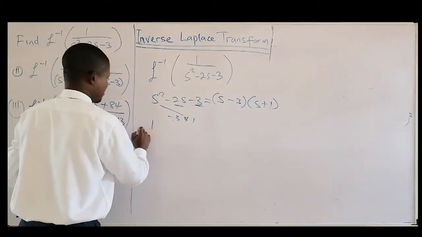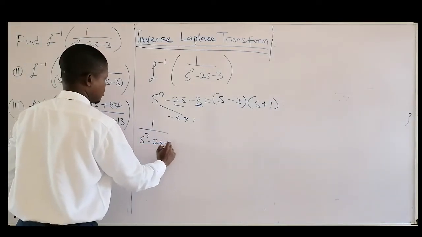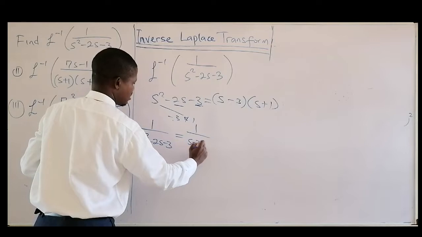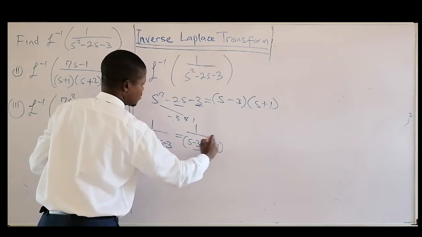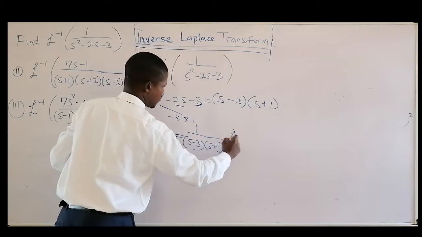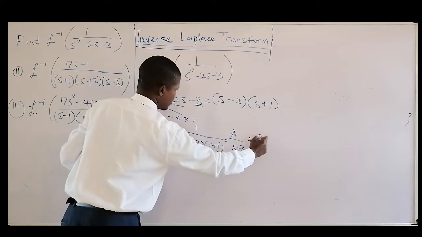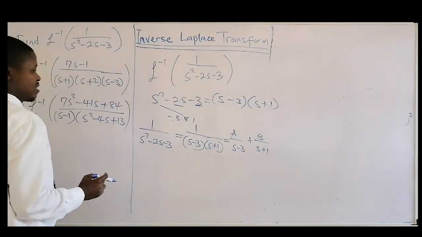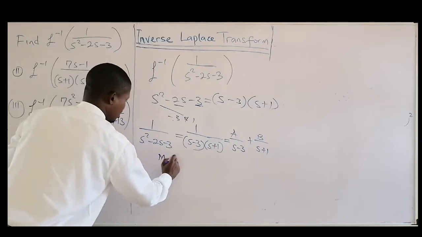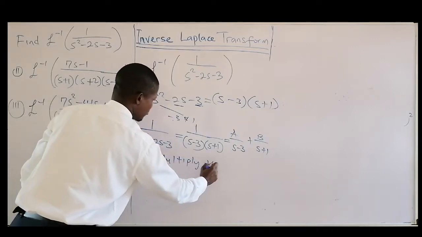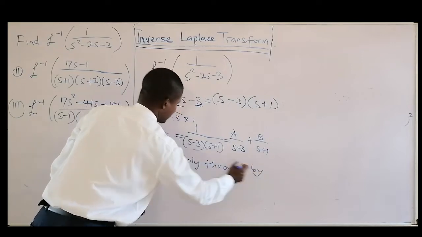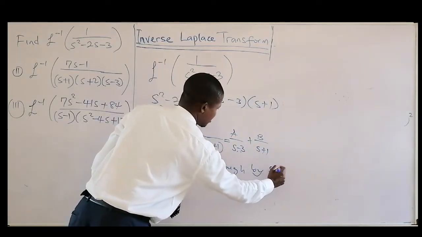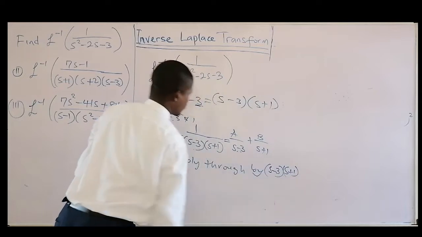So that means 1 over x squared minus 2x minus 3 is equal to 1 over x minus 3 into bracket x plus 1, which is equal to what? A over x minus 3 plus B over x plus 1. So partial fractions. We now solve it, which means we multiply through by the common factors of these two, which is x minus 3 into bracket x plus 1, on both sides.